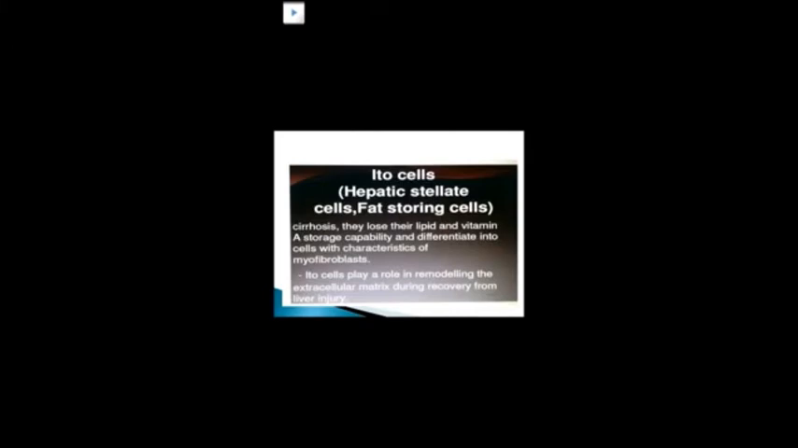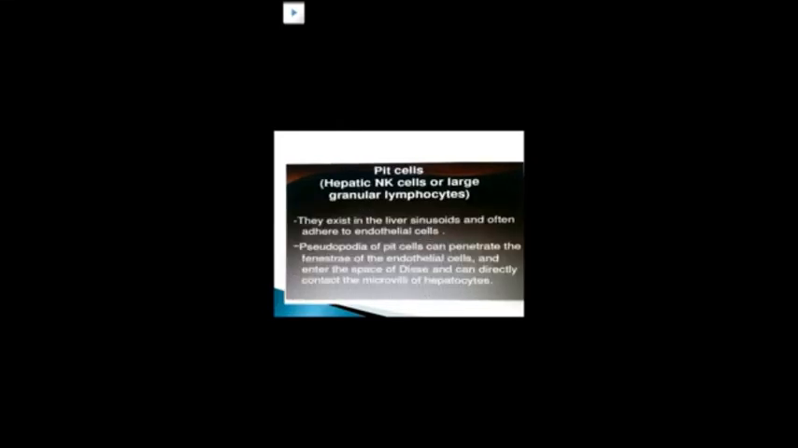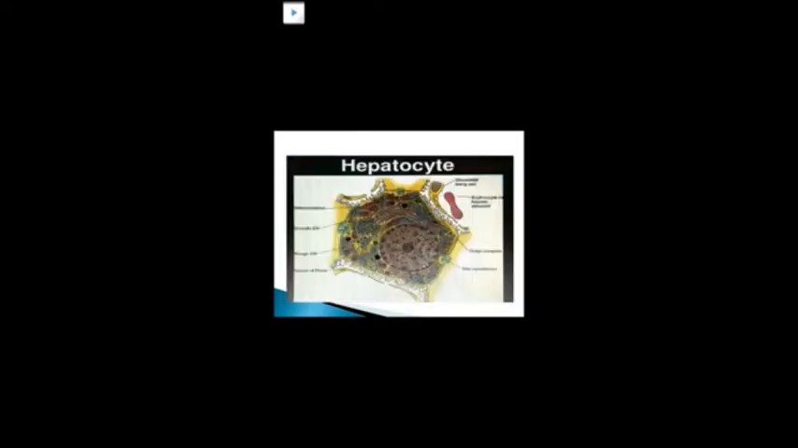So regarding their contribution towards cirrhosis, they lose their lipid and vitamin A storage capability and differentiate into cells with characteristics of myofibroblasts. In case of cirrhosis we are talking here. Ito cells play a role in remodeling the extracellular matrix during recovery from liver injury. Then the pit cells, the hepatic NK cells or large granular lymphocytes. So we'll skip these and move ahead with the pace.